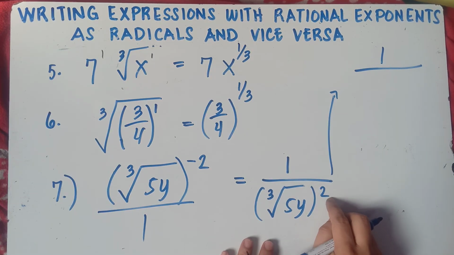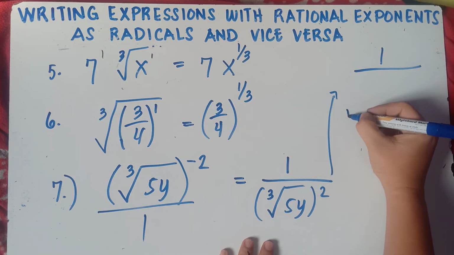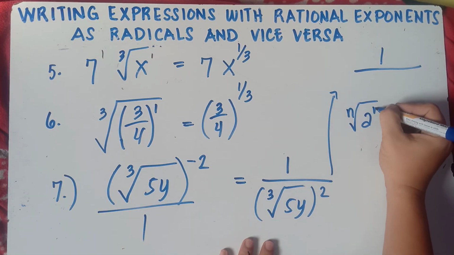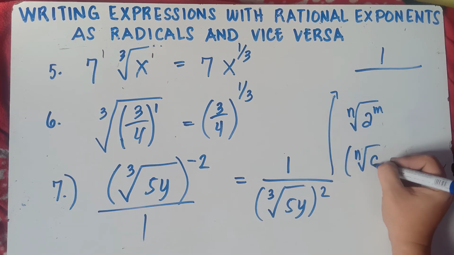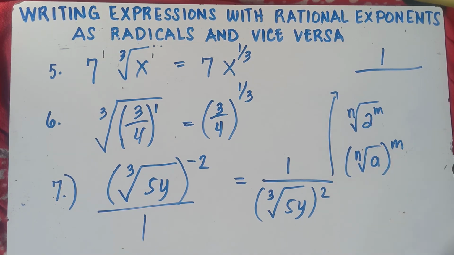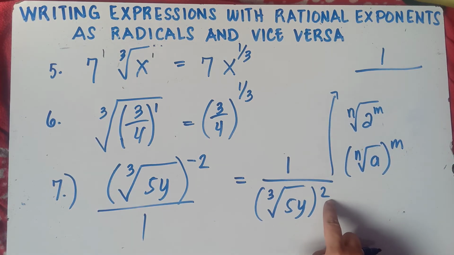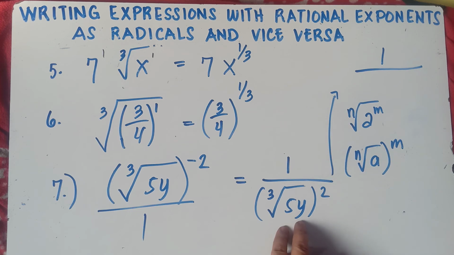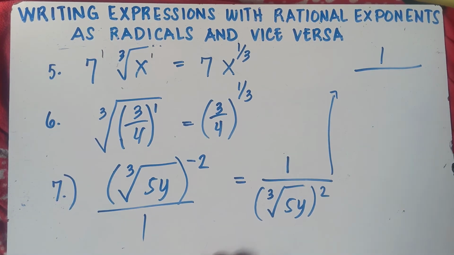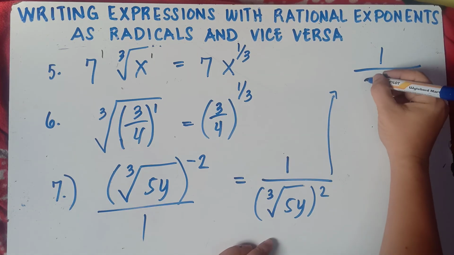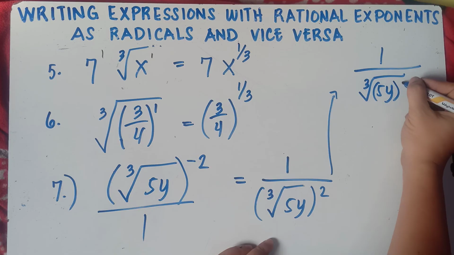Once again, this exponent 2, we can put this one inside, class. You still remember that the nth root of a raised to the power of m, we can also write as quantity the nth root of a raised to the power of m. So this is actually the same, class. Therefore, this 2 we can put inside this radical symbol. This will be the cube root of 5y raised to the power of 2.